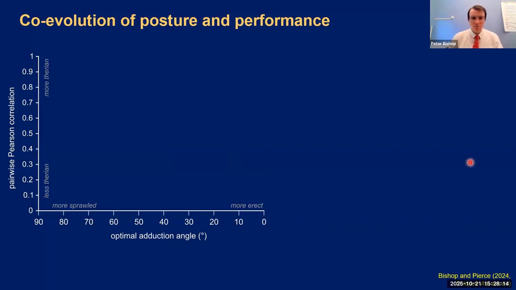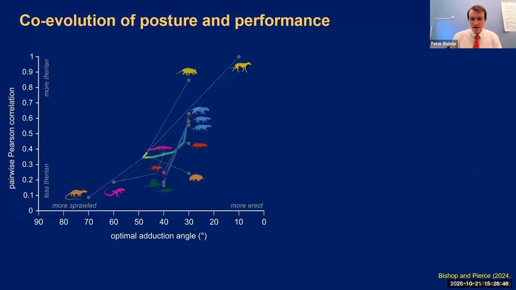And on the y-axis, we're going to plot the Pearson correlation of a given species' force-producing profile compared with the profile of the dog. So essentially, we're asking how dog-like or how therian-like is a given species' force-producing abilities. Now, if the transition from sprawling to erect limb postures in synapsids was a relatively linear, straightforward affair, we might expect a pattern like this, going from more sprawled and less therian to more erect and more therian. In reality, we get this pattern, which is a bit messy.